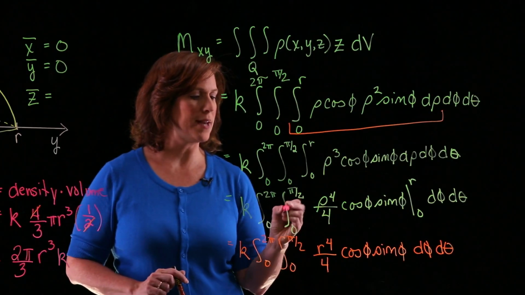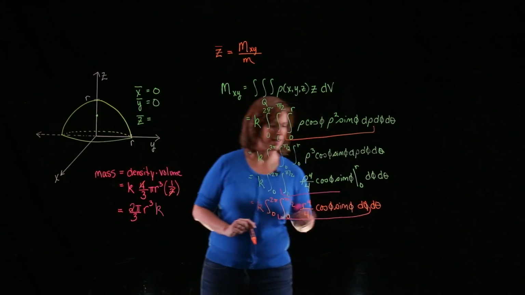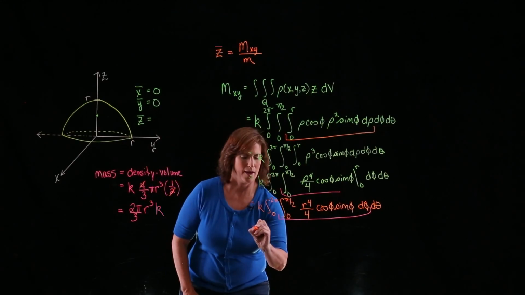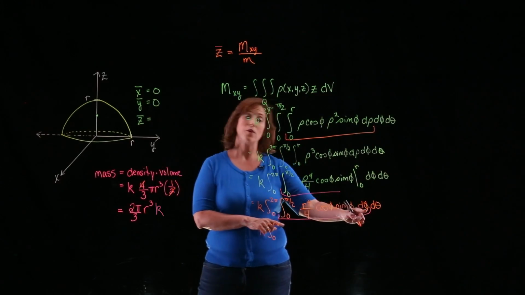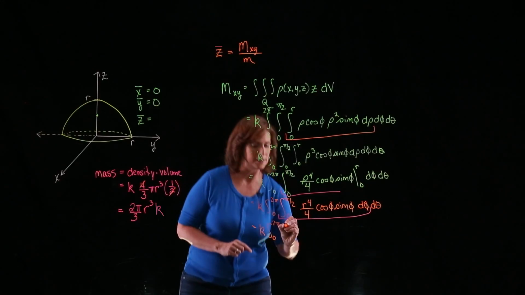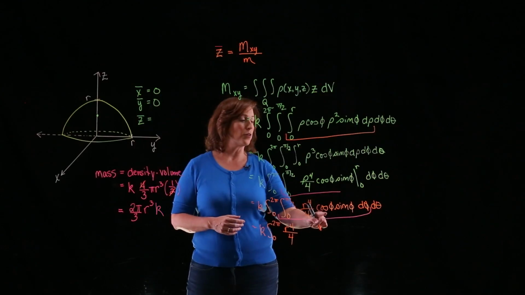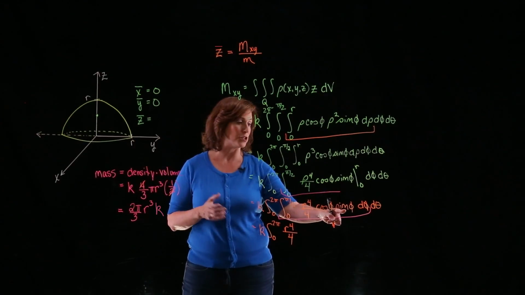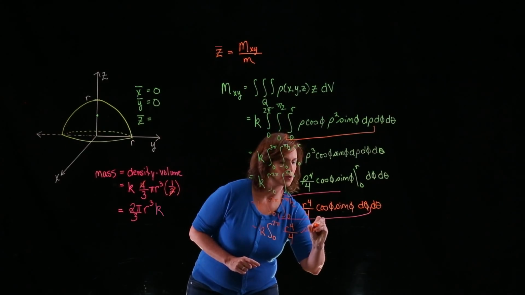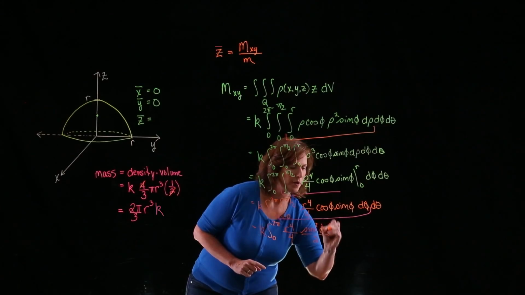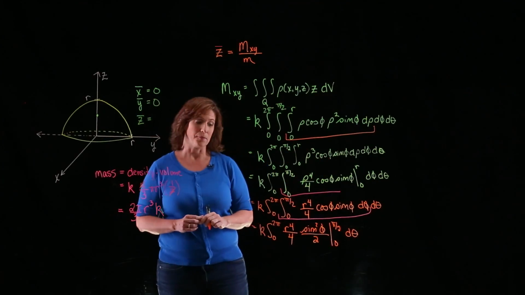Now I'm ready for the next integral. Okay, so k times the integral from 0 to 2 pi. If I'm integrating with respect to phi, r is going to be a constant, so r to the 4th over 4 is a constant that I can pull out. The integral of cosine phi sine phi, using a little substitution, is going to end up being sine squared phi all over 2, evaluated from 0 to pi over 2, d theta.